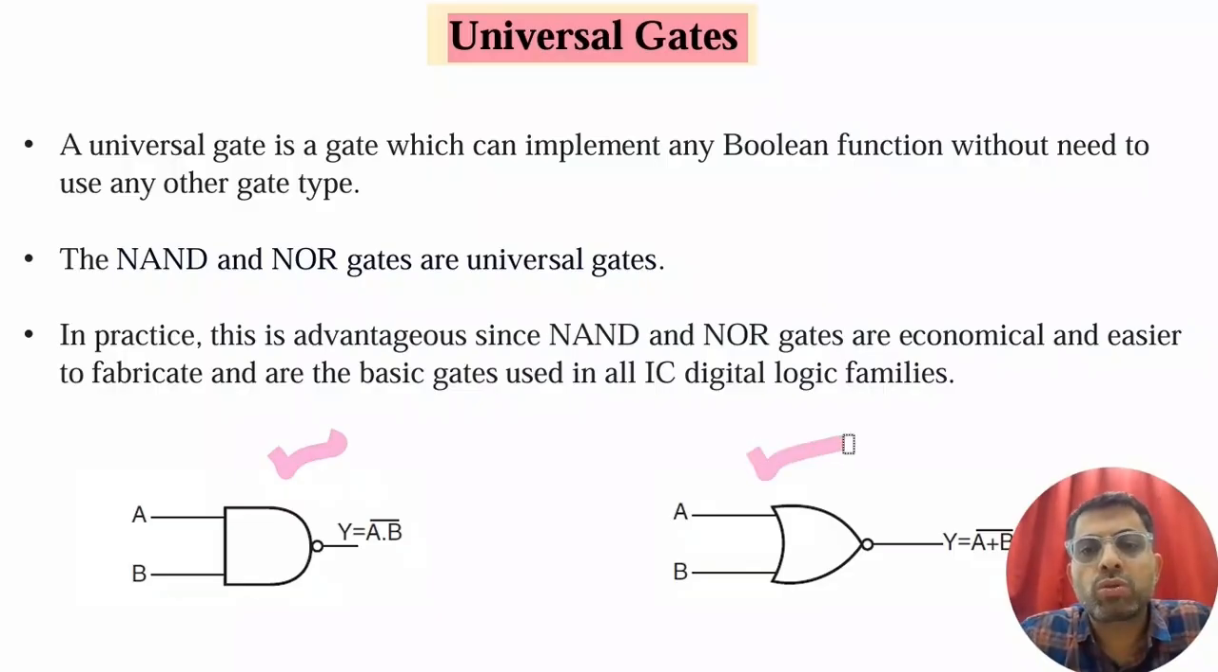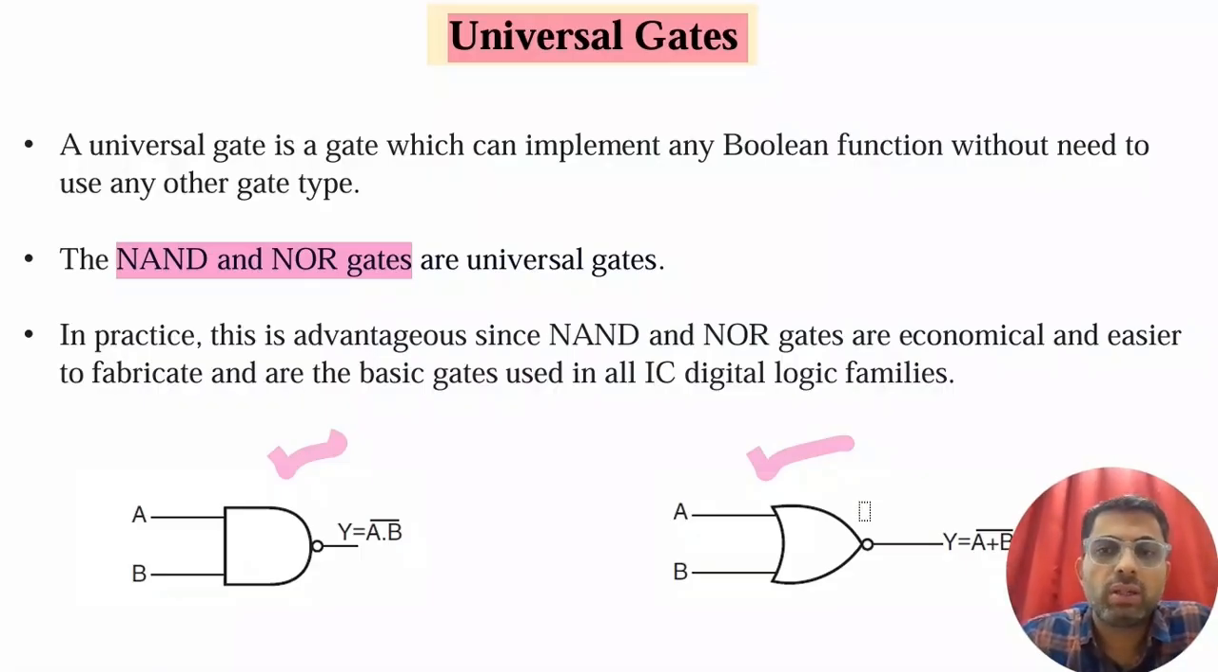So which are the universal gates? NAND gate and NOR gate are universal gates. A question may be like, what is a universal gate? Why is it called a universal gate? So what is the answer? Any kind of Boolean expression, Boolean function or gate you can design with the help of NAND or NOR. That is why it is called a universal gate. So, NAND and NOR.